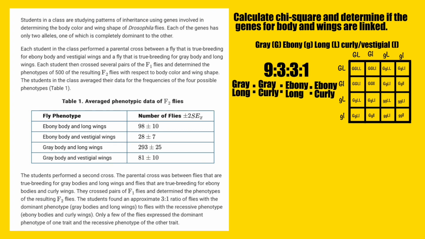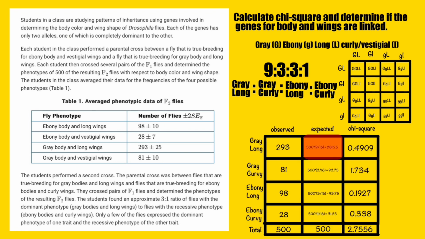And now we're going to find the expected values. So the expected value for gray body and long wings, what you do is you simply add up all of the categories together to get the total, and you would multiply that times 9 over 16.